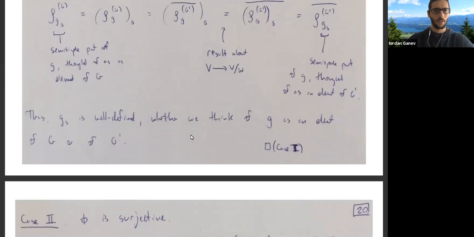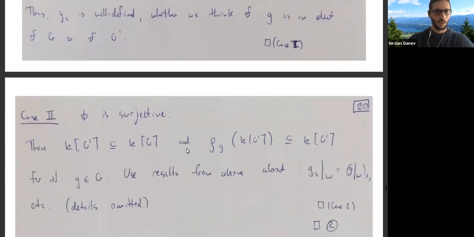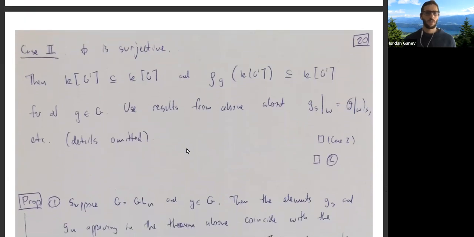So case 2 is what happens if this map phi is surjective. If it's surjective, then we know that the affine algebra of G prime is a subalgebra of the affine algebra of G, and it's preserved by any rho sub g for any g in capital G. And so now, just like before, we use the results about semisimple and unipotent parts behaving well under the induced maps on quotients. Now we use the fact that they behave well under taking invariant subspaces. I didn't include the details, I think it follows pretty quickly from what we argued before. Okay, so that proves this result.